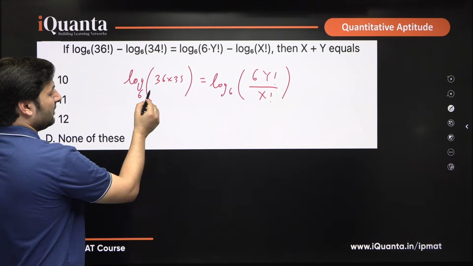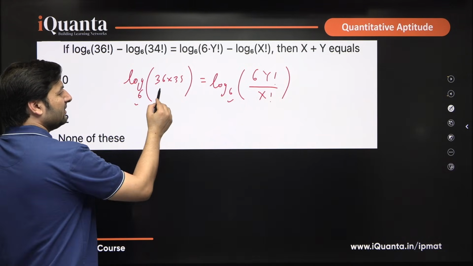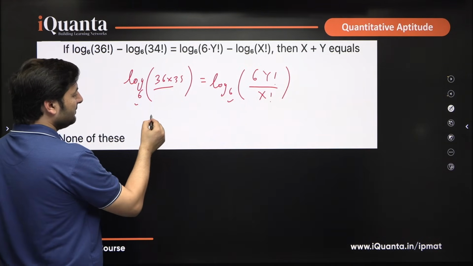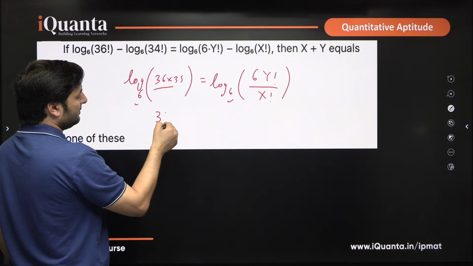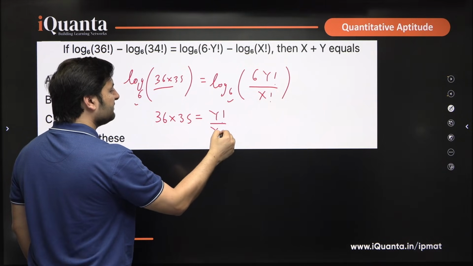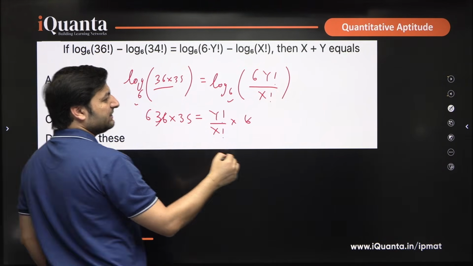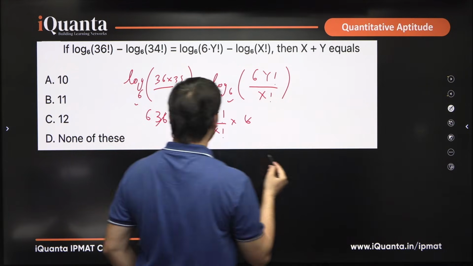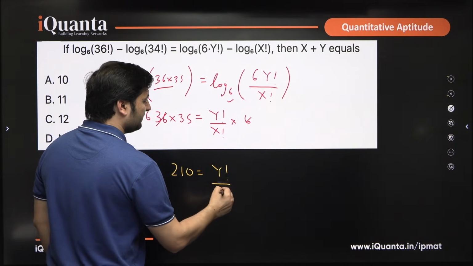So, that means this log has the same base, this log has the same base, that means their arguments should be the same. So, 36 into 35 should be equal to this, isn't it? 36 into 35 should be equal to y factorial upon x factorial into 6. 6 cancels this 6, this becomes 210. Let me solve it here now. 210 equals y factorial upon x factorial.